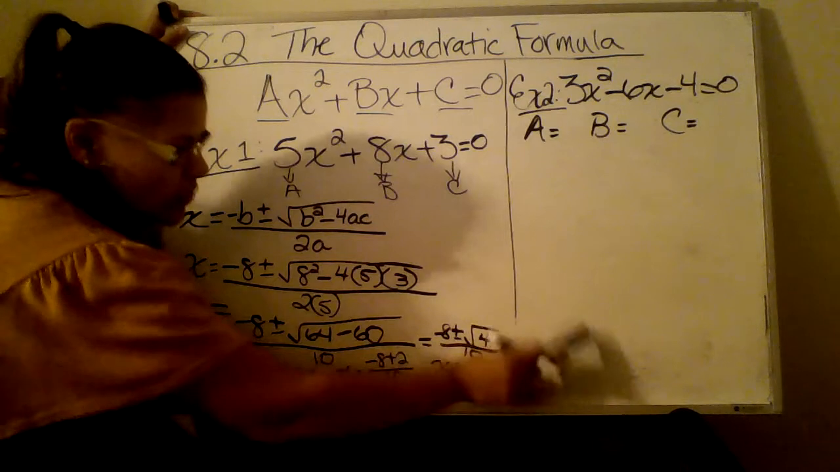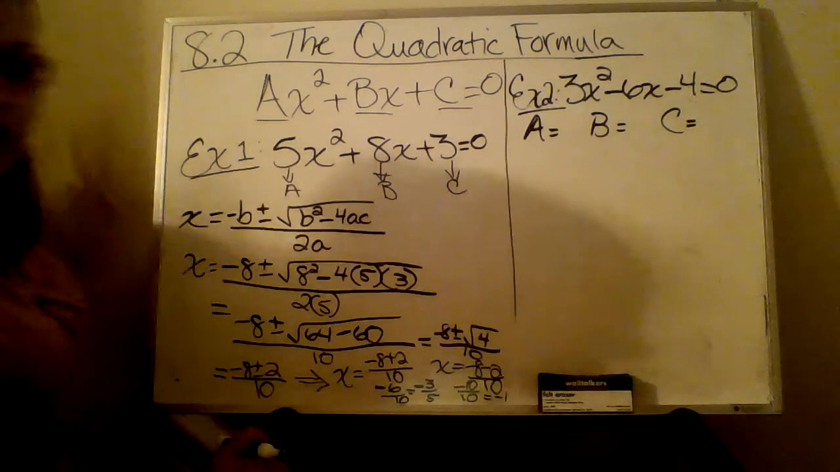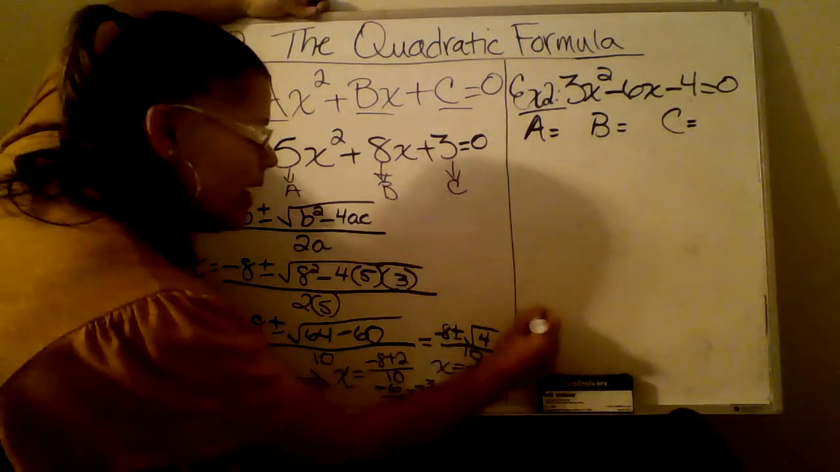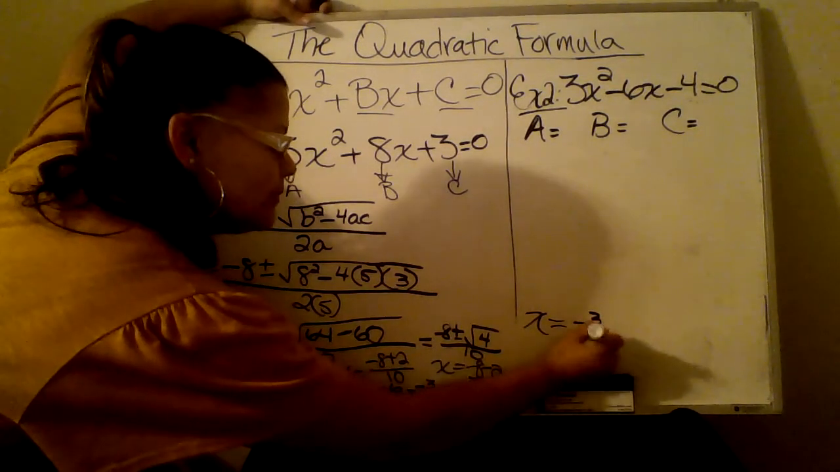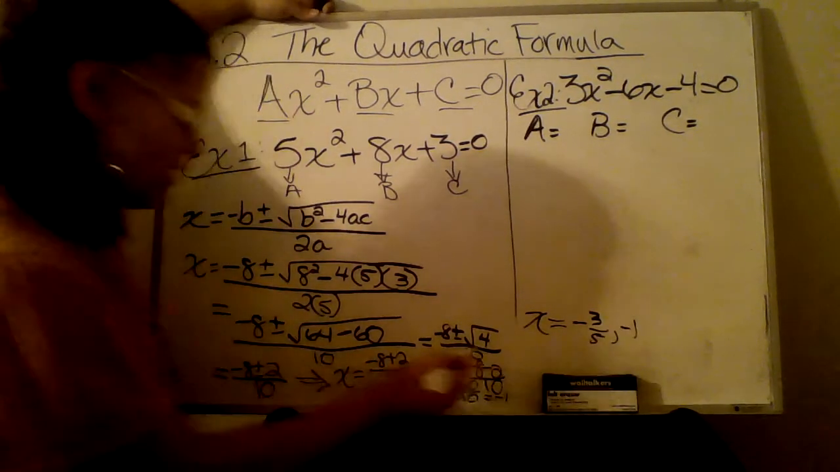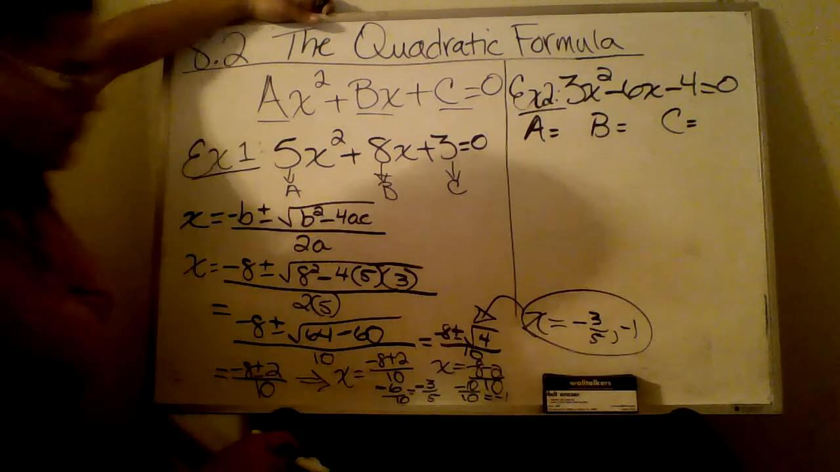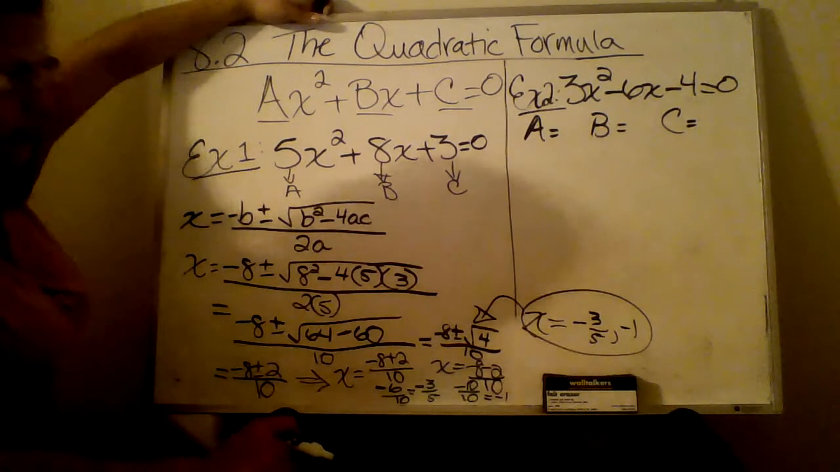So then our solution for this is x equals negative 3 over 5 and negative 1. That's what we got when we did both. Okay? So now we're going to try a different one.